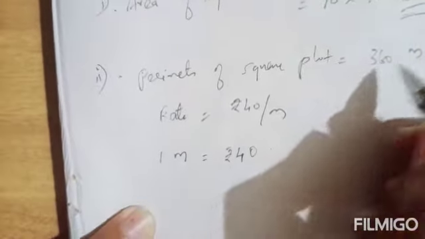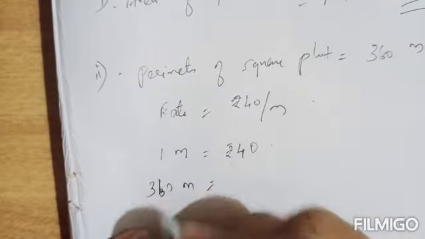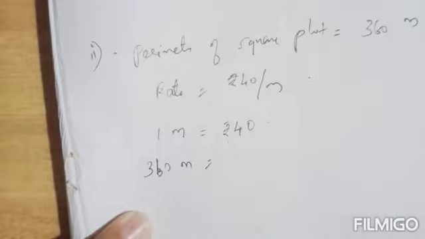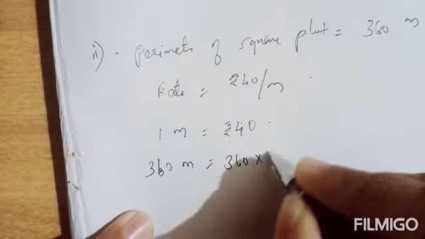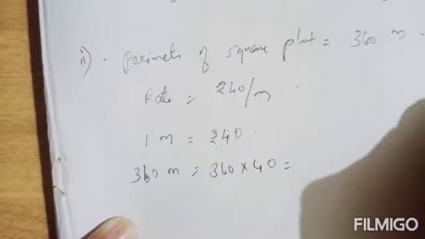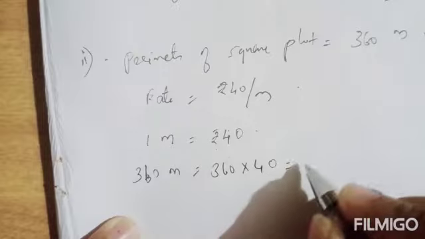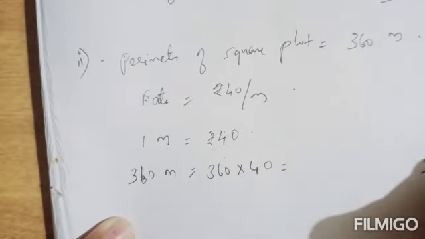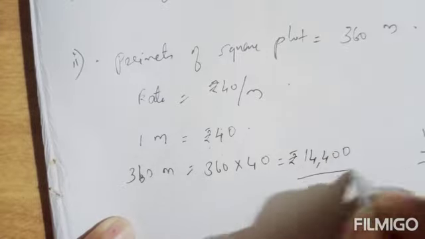So what will be the cost for 360 meter? For fencing 360 meter, what will be the cost? We just multiply 360 into 40. So 36 into 4, you will get 144. Two zeros are there, so the total cost will be rupees 14,400.